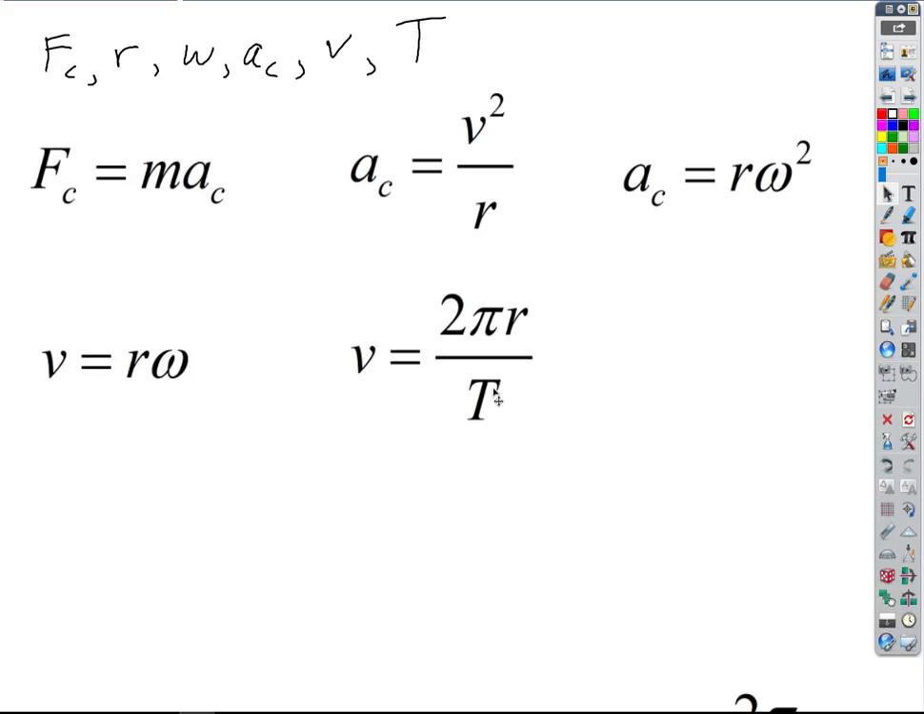Okay, so we know that tangential speed is equal to 2 pi r over T, right? Circumference of the circle divided by period. Okay? So now, last one, let's relate omega, angular velocity, to T. And you can do this a couple ways. You could just make a substitution, 2 pi over T. Because if I substitute r omega for v, I could divide each side by r, couldn't I?